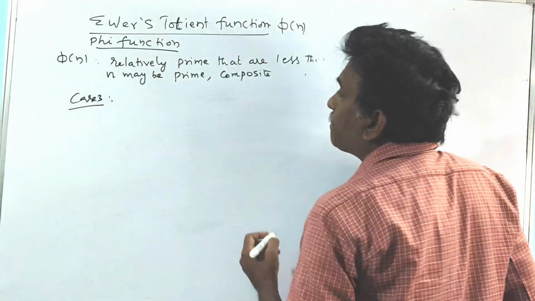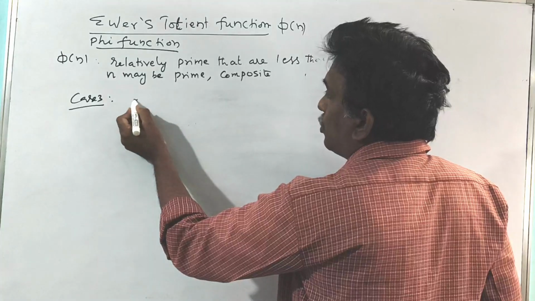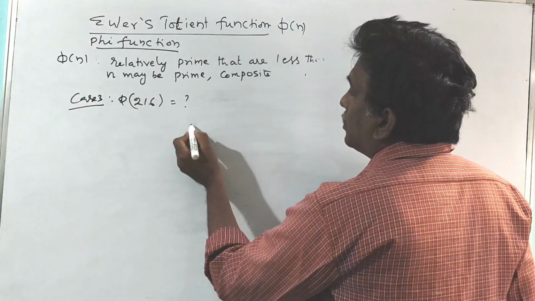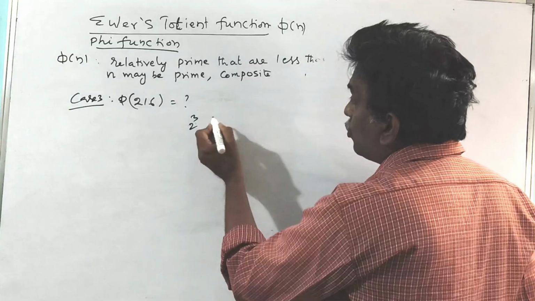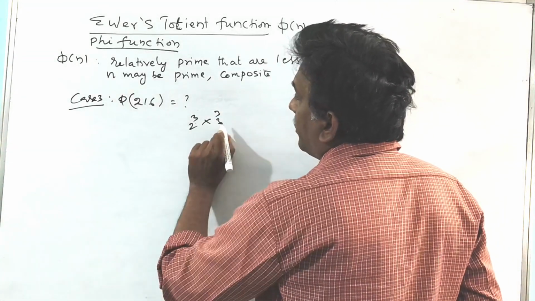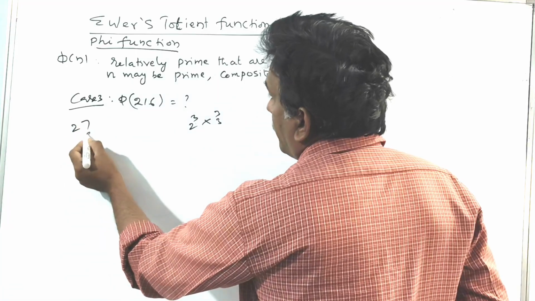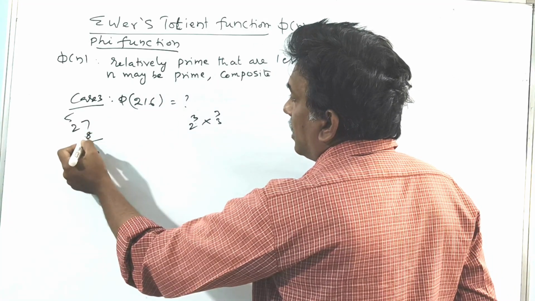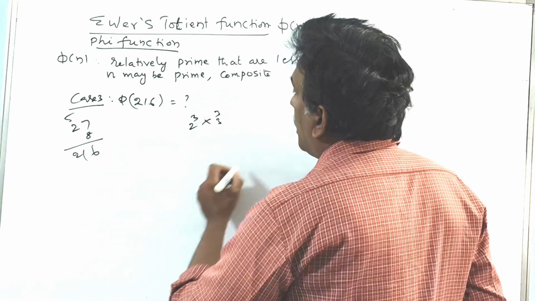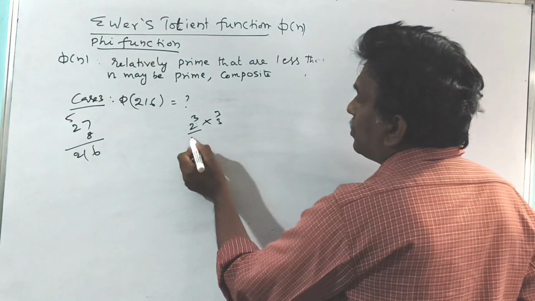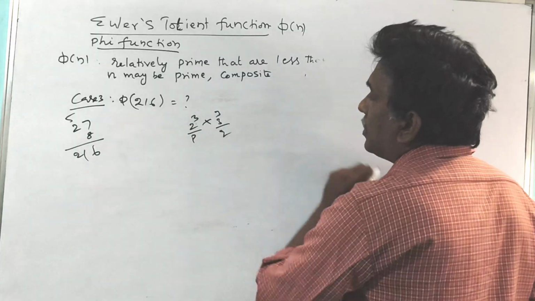For case 3, like 216, phi of 216, how much? So 216 can be written as 2 power 3 into 3 power 3. 2 power 3 is 8, 3 power 3 is 27. 27 into 8 is 216. So this can be written as 2 power 3 into 3 power 3, where p is equal to 2 and q is equal to 3.